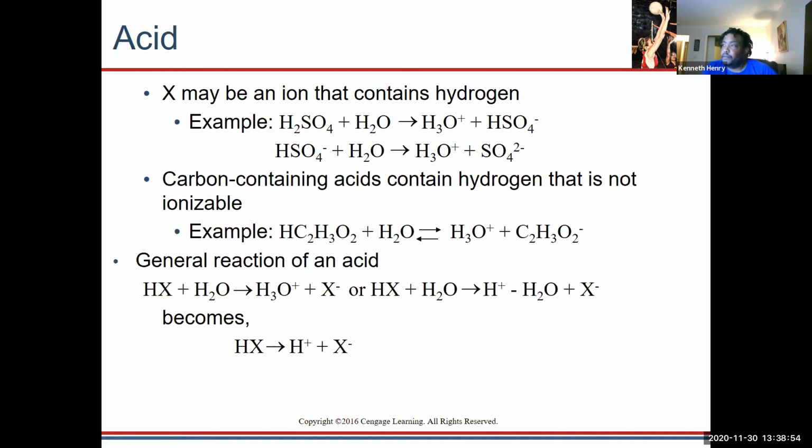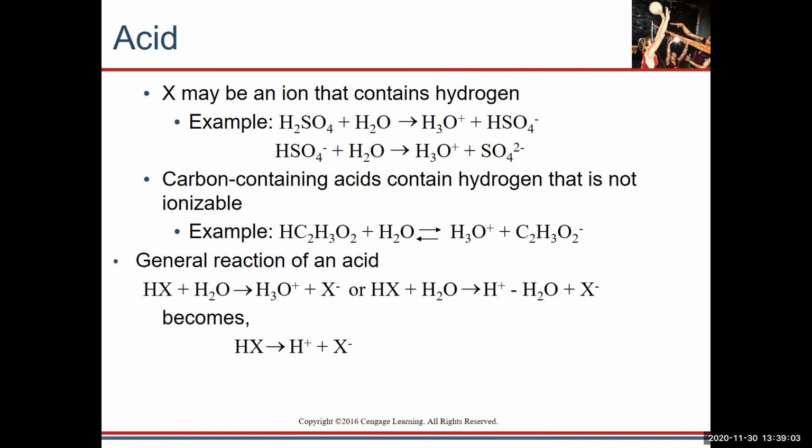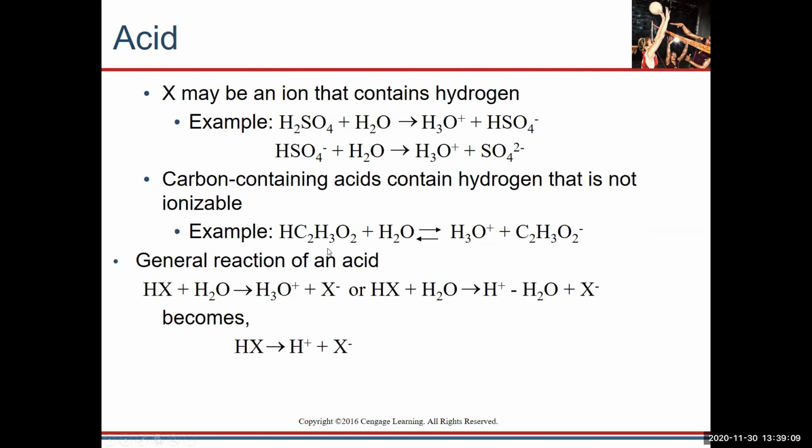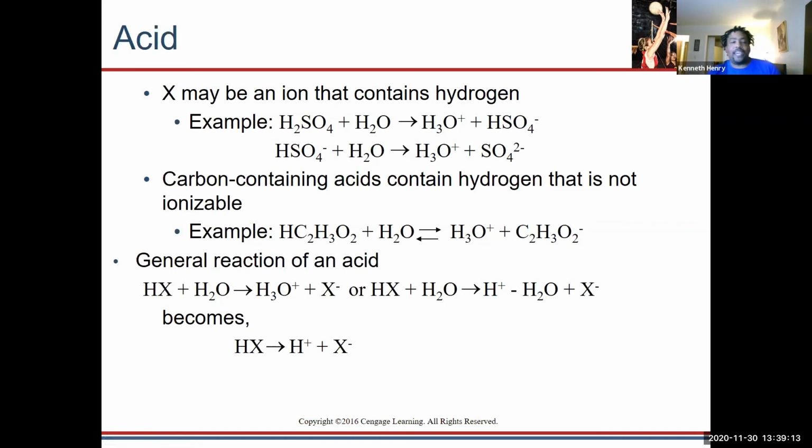This is acetic acid. Alan, are you there? Yep. Does this acid contain carbon? Yep. Okay, is it going to be a strong acid or a weak acid? It's going to be a weak acid.